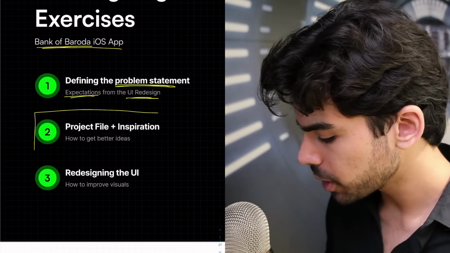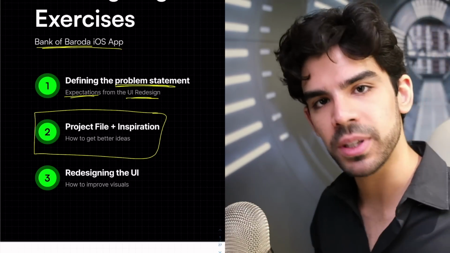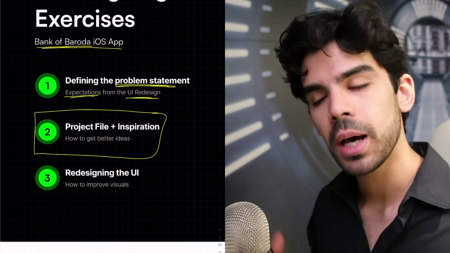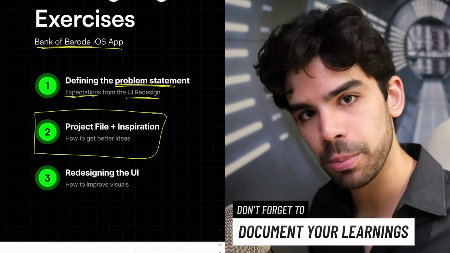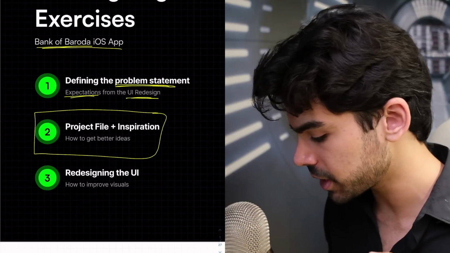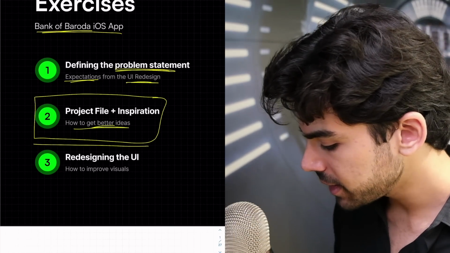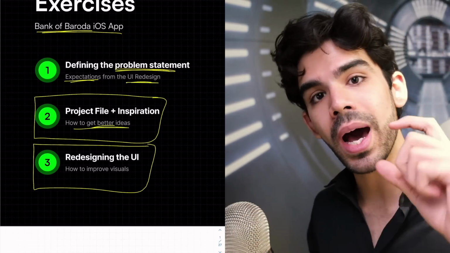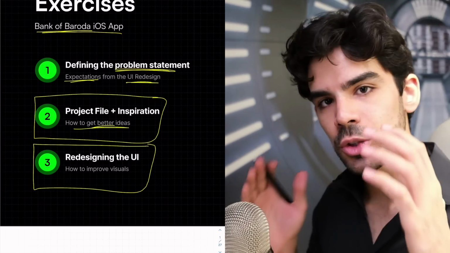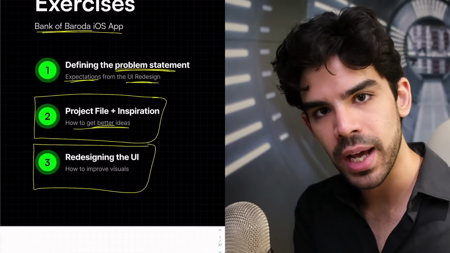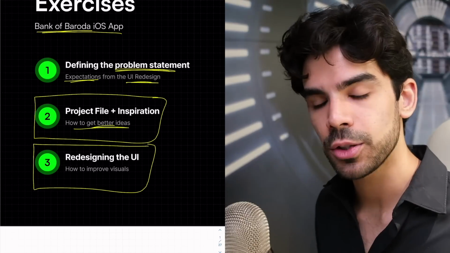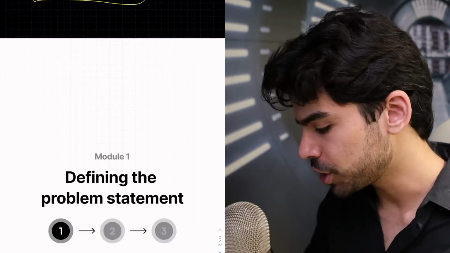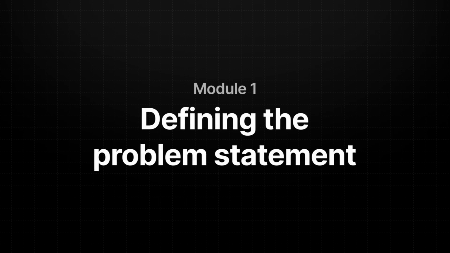Then we will go through the project file and how this person had collected inspiration. So I will give my own ideas and my own inputs on how you should approach the project, how you should collect your inspiration, how to get better ideas. And then in the last module, I will show you how I improved even that student work. So that student first took the Bank of Baroda app, redesigned it, then I took her work and redesigned it even more. So you will see 2 stages of evolution of that entire UI. So let's start with module number 1.